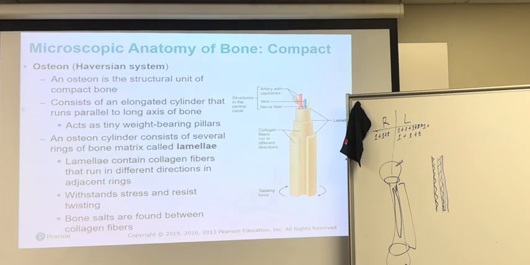Everyone knows about the osteon. When we say osteon, that is basically the structural unit of the compact bone. It consists of an elongated cylinder that runs parallel to the long axis of the bone and acts as tiny weight-bearing pillars. An osteon cylinder consists of several rings of bone matrix called lamella. Lamella contain collagen fibers that run in different directions in adjacent rings, withstand stress and resist twisting. Bone salts are found between the collagen fibers.